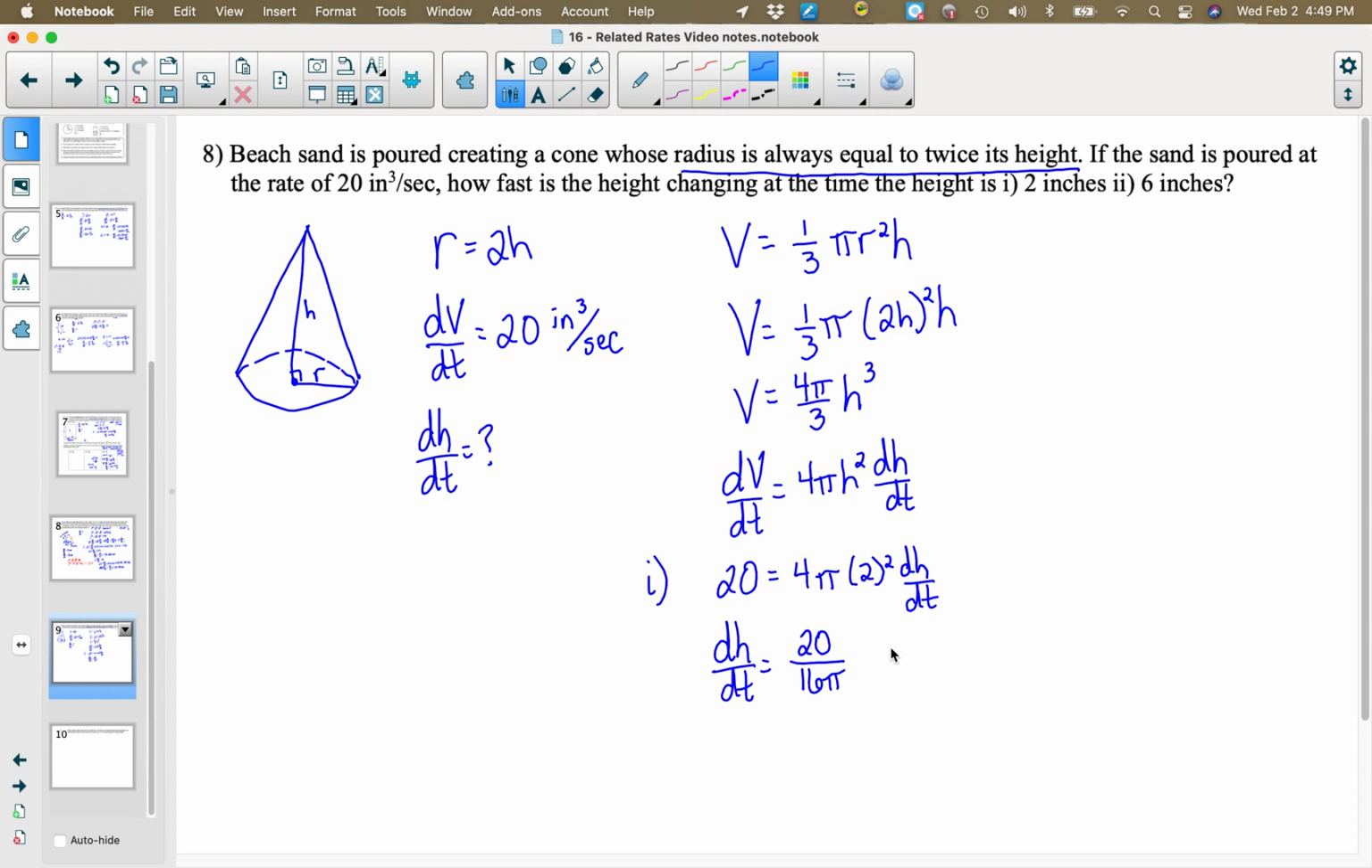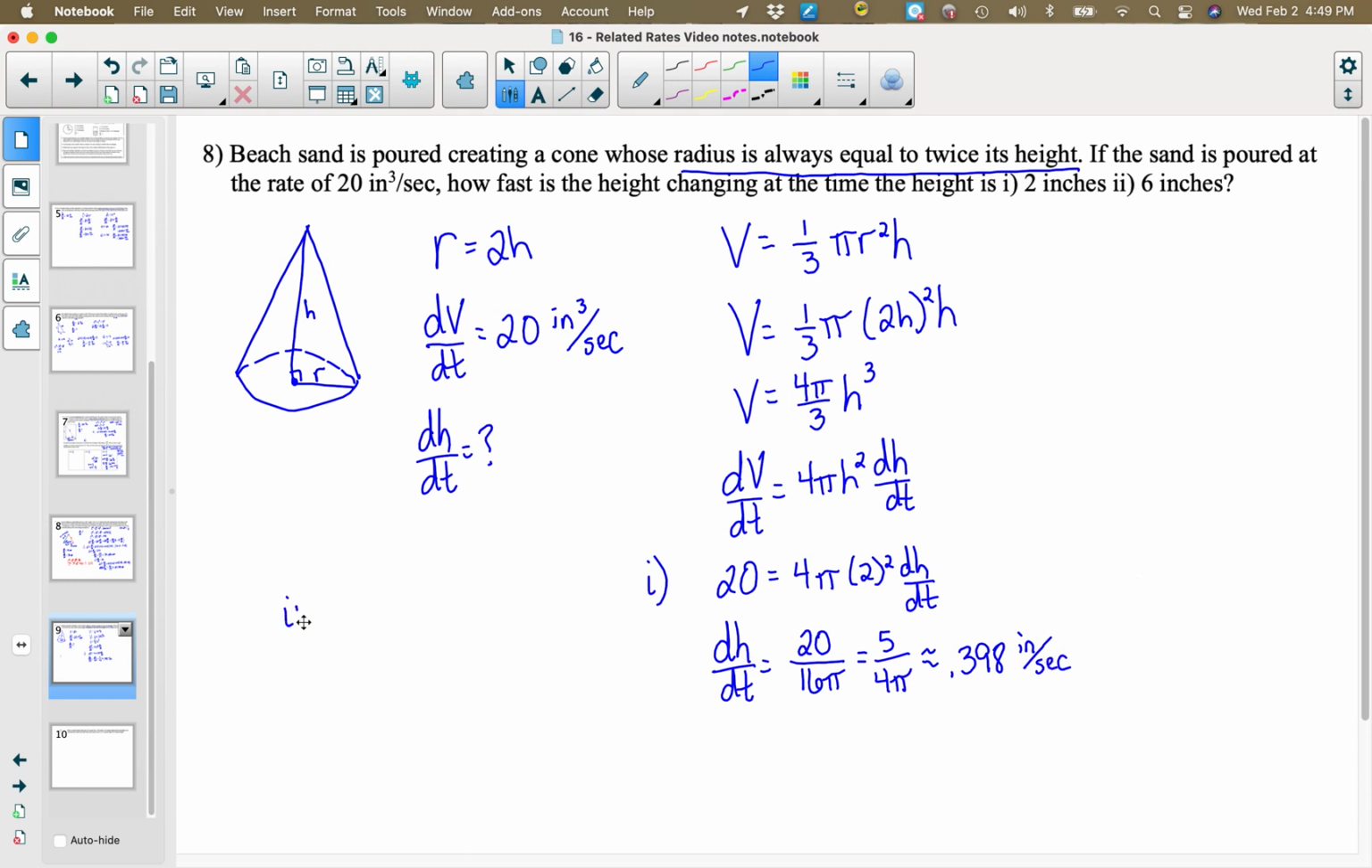And this is approximately, well, this can reduce to 5 over 4 pi. And if you use your calculator, it's approximately 0.398 inches per second. Okay, and don't forget the units, and we're talking about the height. Well, the height is a linear measurement, so it's going to be inches per second.